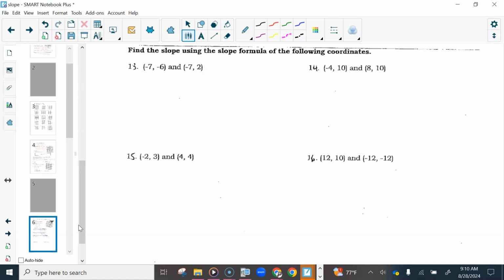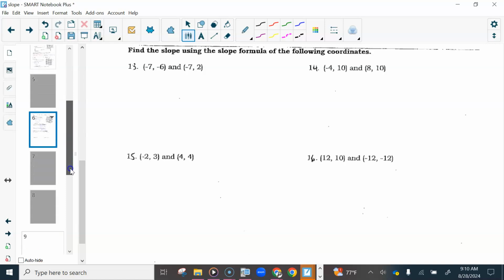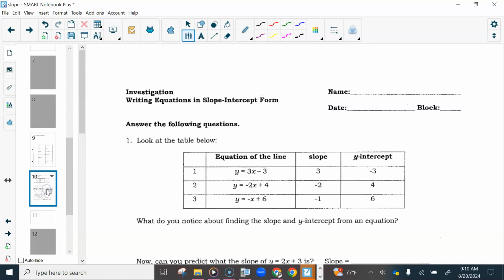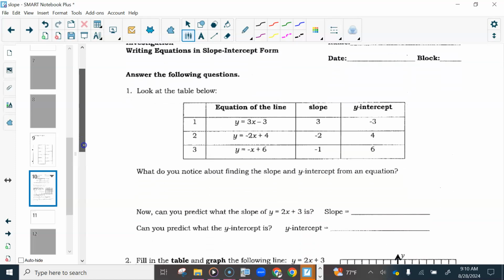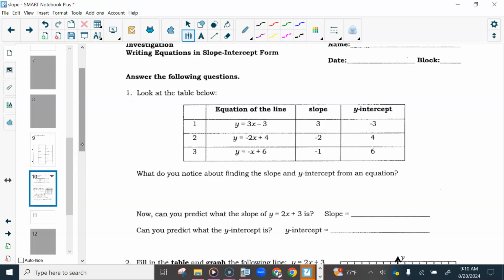On the next page is more practice problems of finding slope from 2 points. Again, we're going to skip that for now, and go on to the last page. So, we've talked about slope from a graph and slope from 2 points. Something else we need to talk about in order to get to the next thing is this.